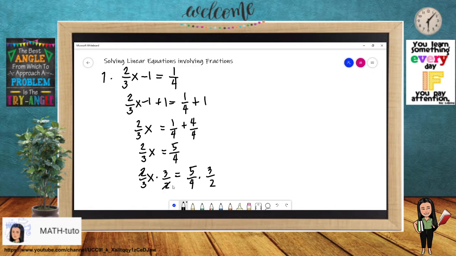Okay, so this is 1 to 1. We'll just be left with the variable x here. And then it is equal to 15 over 8.